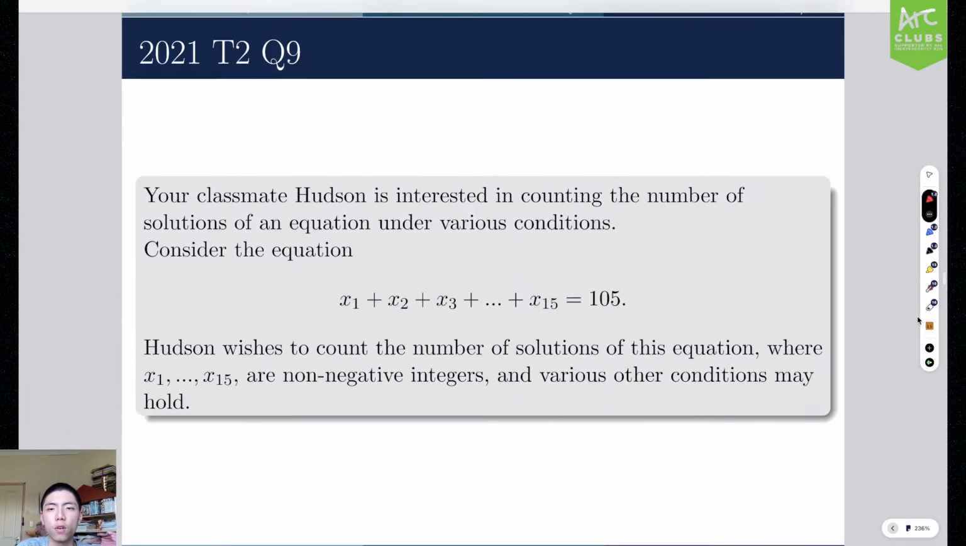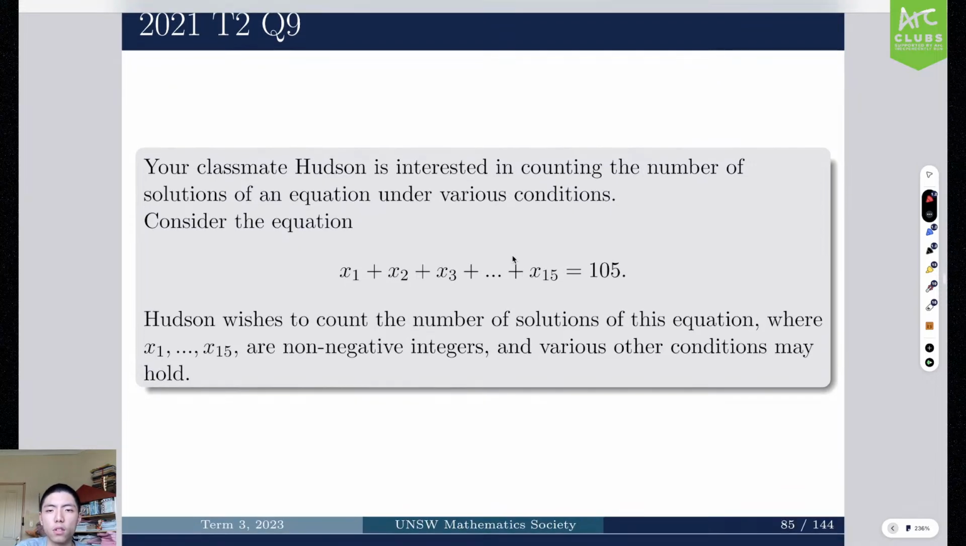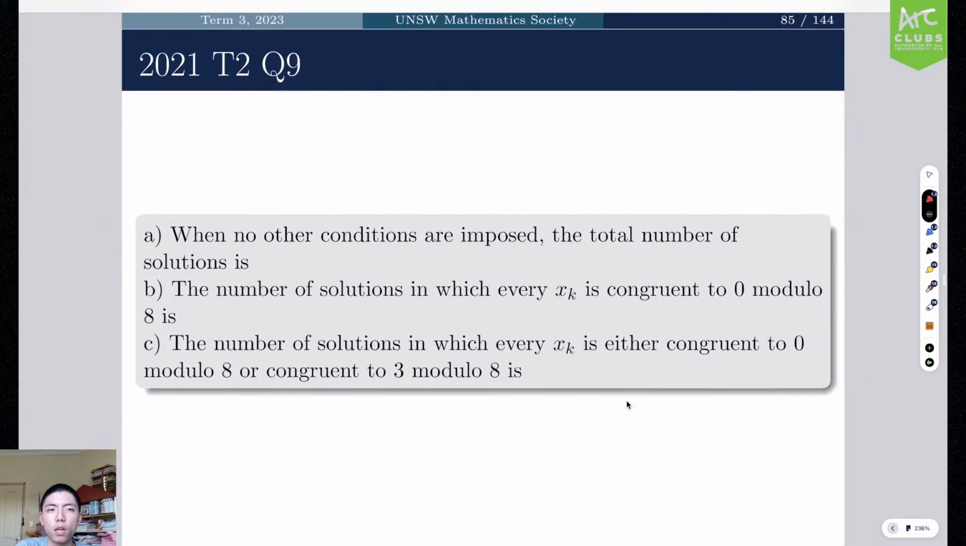Next question. Hudson is interested in counting the number of solutions of an equation under various conditions. So here is the equation. We have 15 different terms that add up to 105. Now they can be the same number, but they are all non-negative integers. Non-negative integers are essentially 0, 1, 2, 3, and so on. So it could be all 14 are 0 and the last one is 105, or any other split in the middle. Okay, so what do we have to solve here?